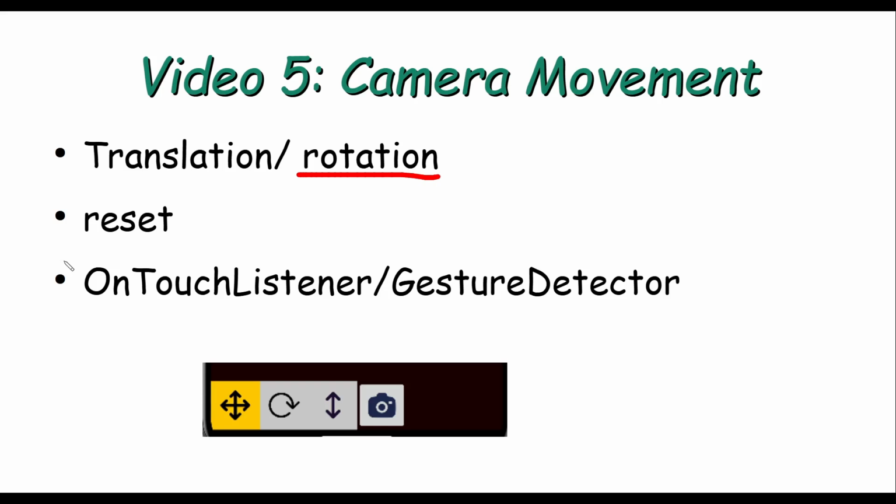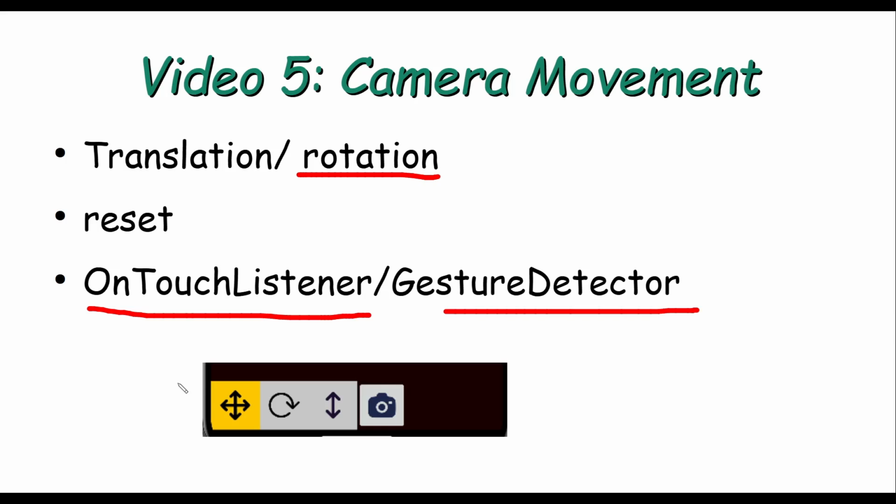There are many ways to implement these translations and rotations in the scene. I have chosen to use the OnTouchListener of our OpenGL surface. I will bundle that with a gesture detector. I will be using the OnScroll method of the gesture detector to implement our code.